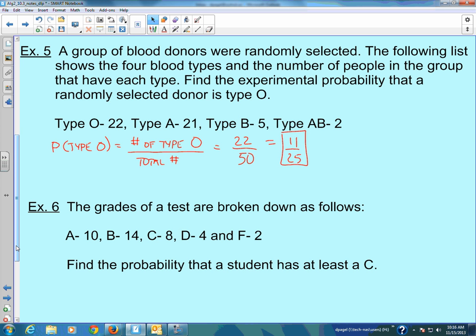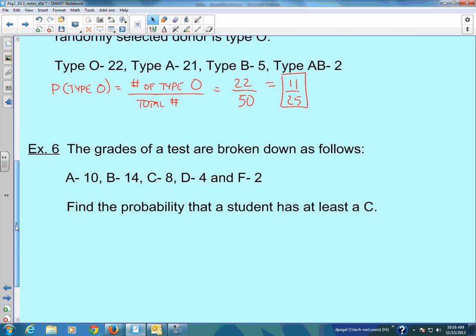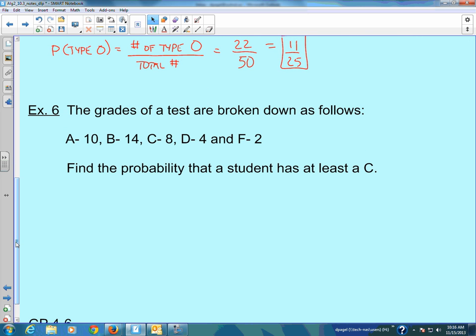Grades on a test, broken down. Again, this would be data that is collected, so we're experimental, not theoretical here. 10 A's, 14 B's, 8 C's, 4 D's, 2 F's. Find the probability that a student has at least, so you got to pay attention to the phrase, at least a C. It's not asking us to find the probability that you will get a C.